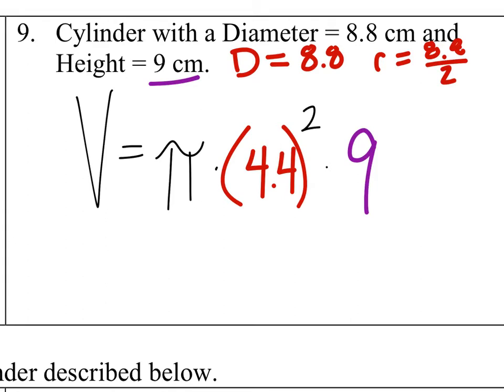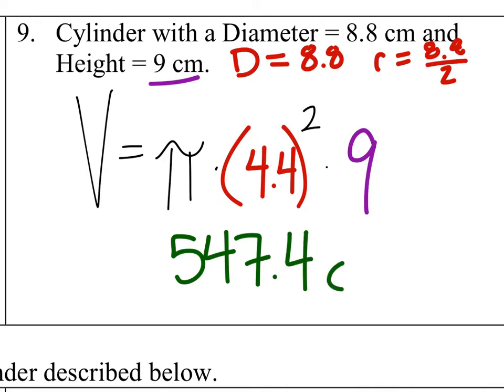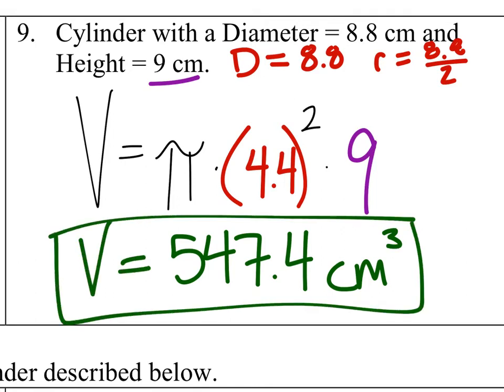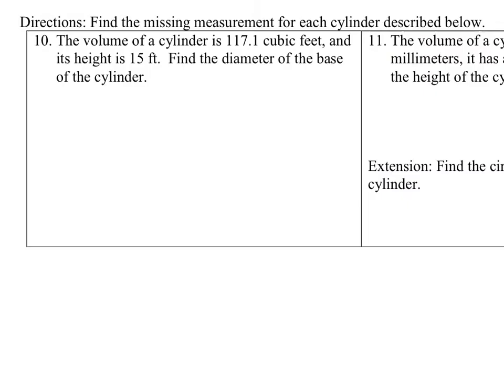So I just plugged it all in, and I got 547.4 centimeters cubed. Very good, centimeters cubed. That is the volume. So that was finding the volume if the volume was the missing measurement.